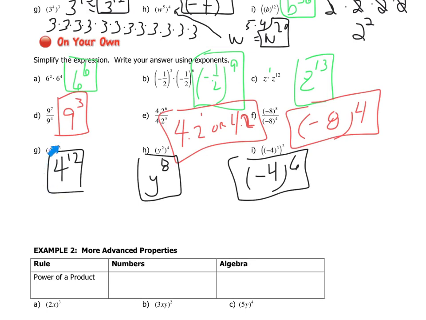Now, in the last row, again, this is the power of a power. You see 1 base and 2 exponents. You multiply those to get your answers. And again, on letter I, you can see why you need those parentheses. That would be a positive answer. If you didn't have the parentheses, it would turn into a negative answer.